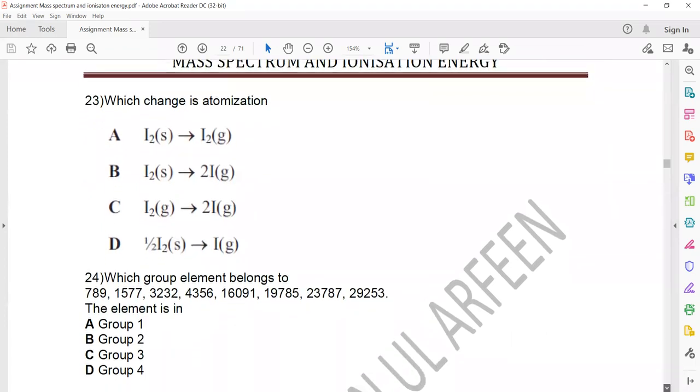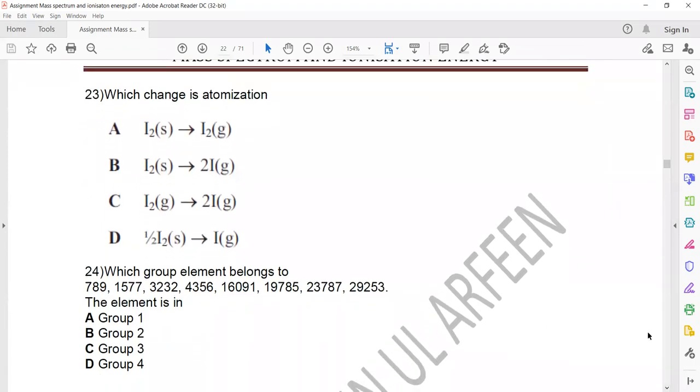Which changes atomization? The term atomization means when we produce 1 mole of atoms in the gaseous state. So in which one are we producing 1 mole? Either A or D. But you can see here we are producing 1 mole of molecules in a gaseous state, but we should produce 1 mole of atoms in a gaseous state. So D is the right answer.